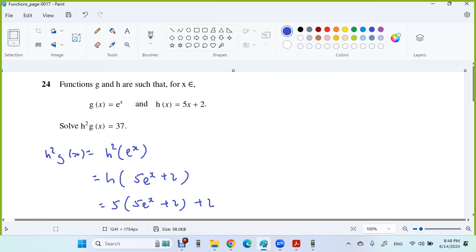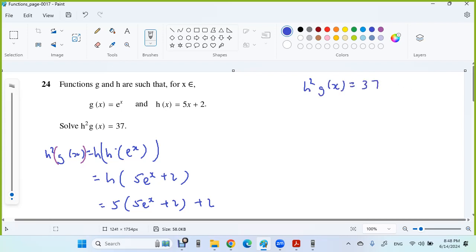So this is actually h squared of e^x. So this one, h squared of g(x), the g(x) is e^x. So we have h squared of g(x) equal to 37. So 25e^x plus 12 equal to 37.